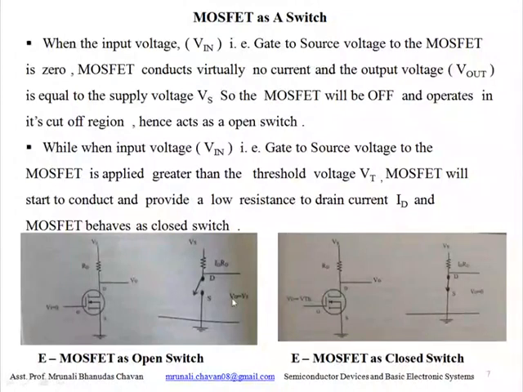In open switch, the VO is equal to Vs. This Vs will appear here as MOSFET is open or MOSFET is off, and in closed switch operation, as MOSFET is on, so the voltage across the on transistor will be equal to 0.